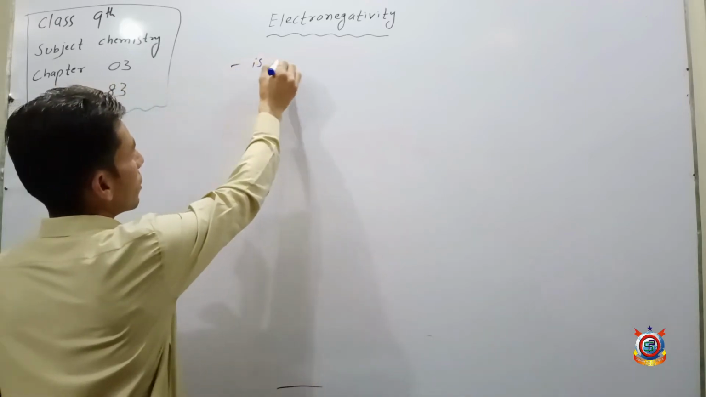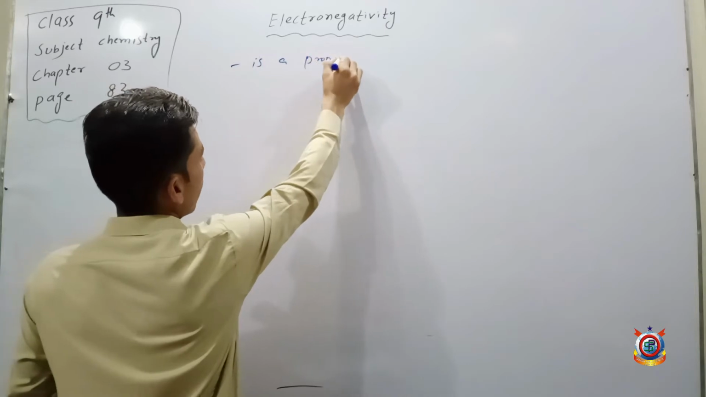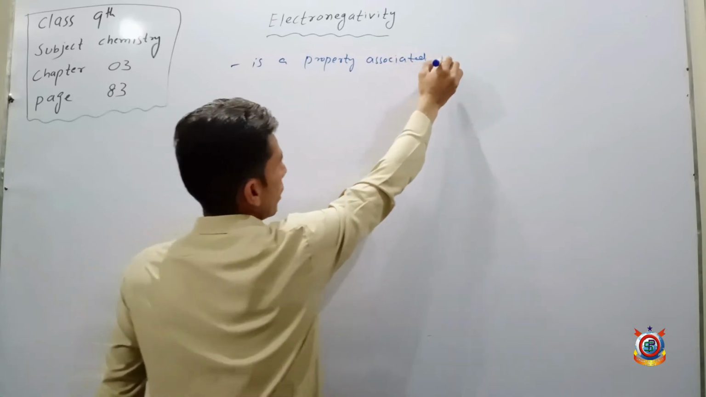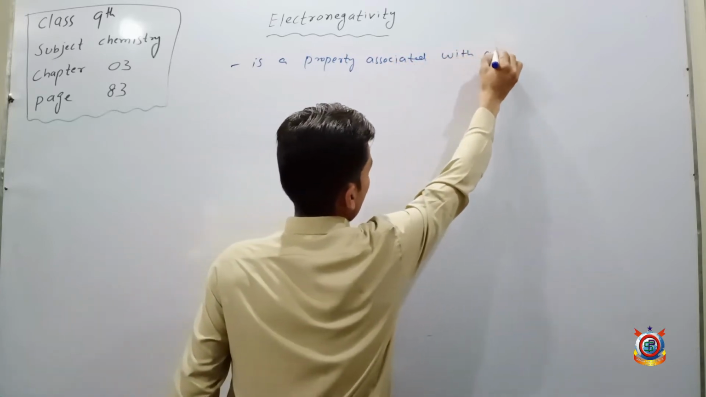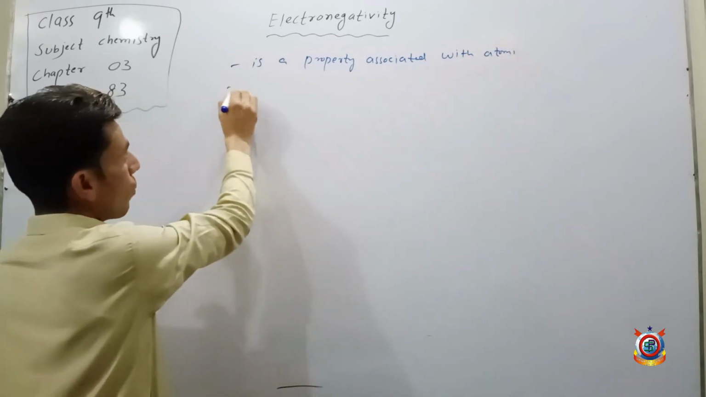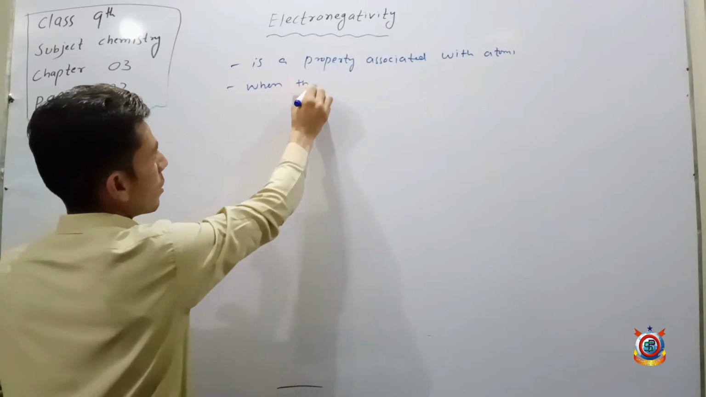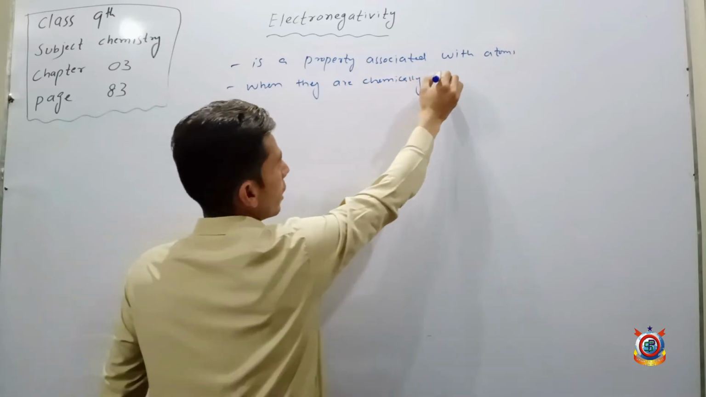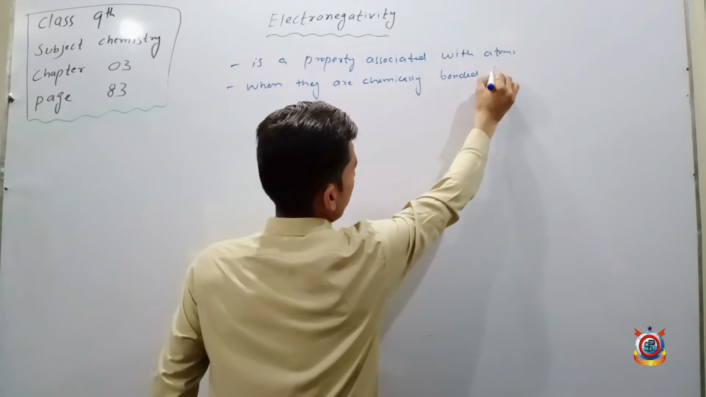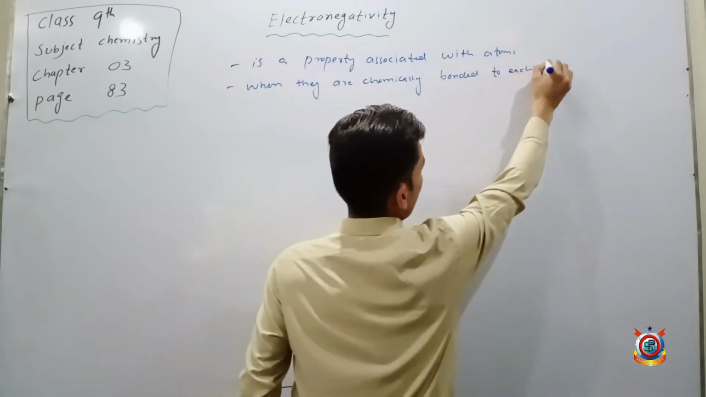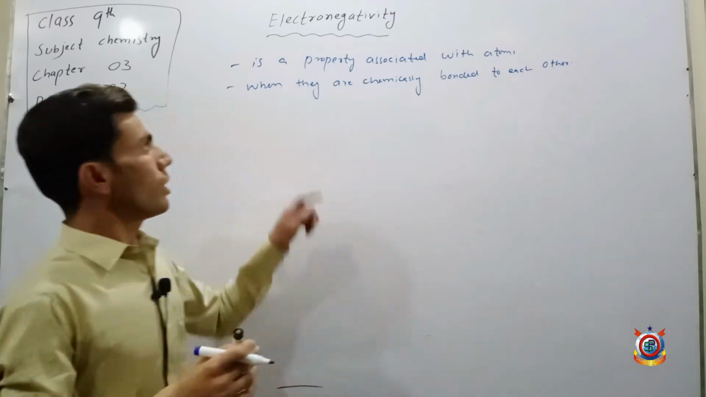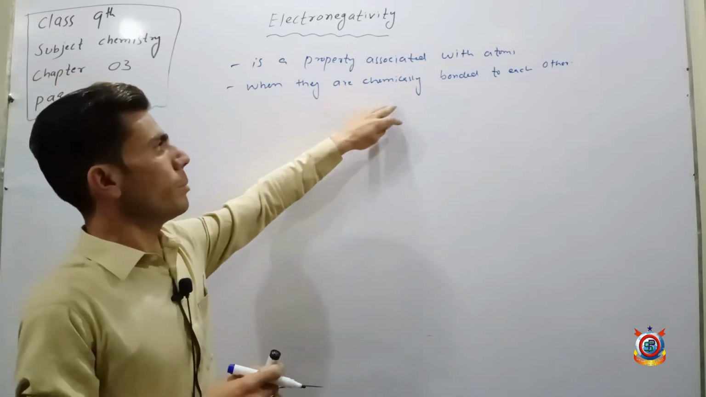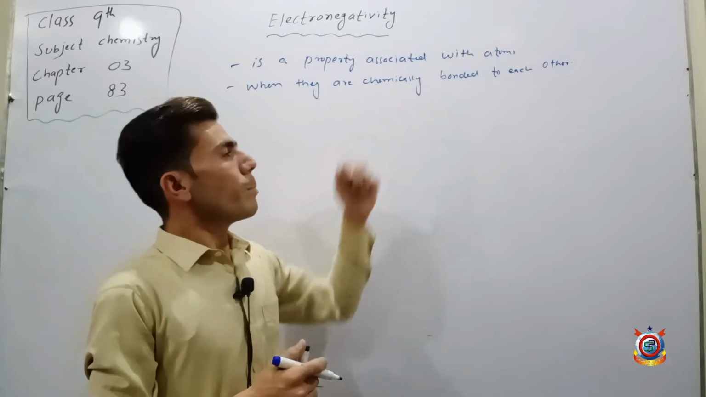Electronegativity is a property associated with, related with atoms when these atoms are chemically bonded to each other.